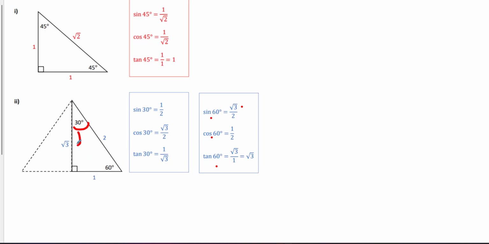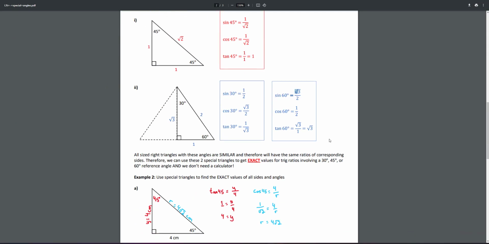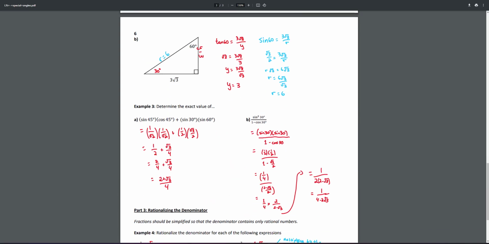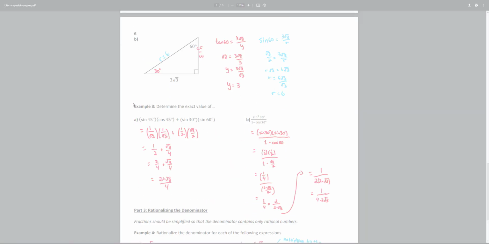Usually 30 degrees has the root 3 next to it. All right, so that's that. Those are special triangles. How do I use them? I will show you exactly now.